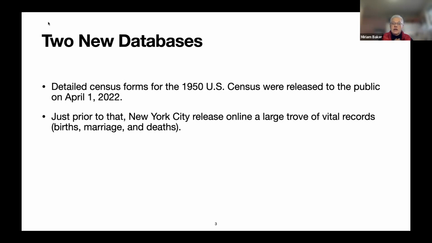The second database I'll be talking about is just prior to that, New York City released online a large trove of vital records. These are from the municipal archives. They had been available if you wrote to the municipal archives and paid $15 for each document. You were able to get copies, but now the images of the actual documents are available online.